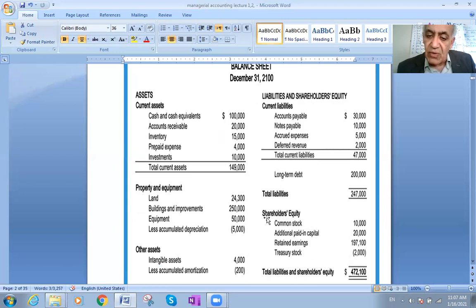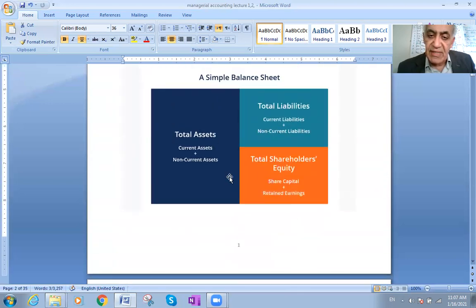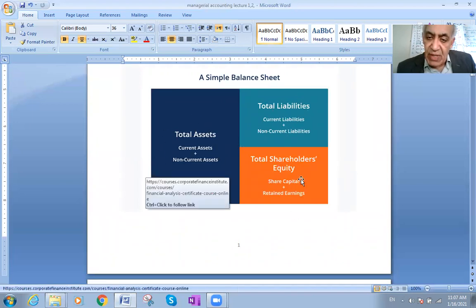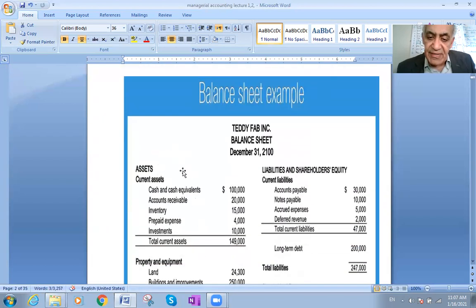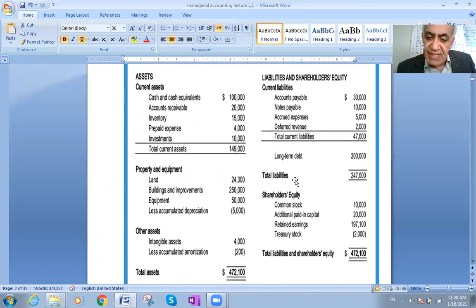Then the owner's equity. As we said, the balance sheet consists of the assets equal liabilities and owner's equity. Here are the assets, which equal the liabilities, here are the liabilities, plus this is the owner's equity. Look at this now. So the whole assets will equal the whole liabilities plus the owner's equity, and that's it.